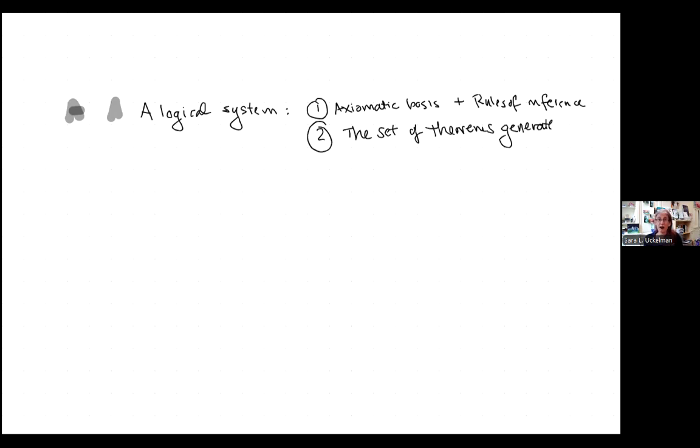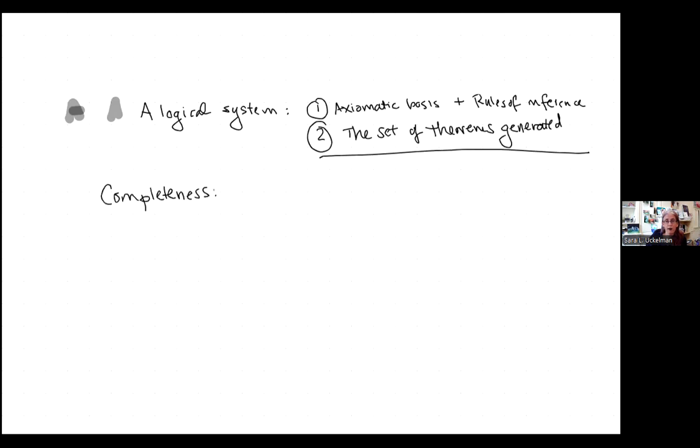So when we talk about S5, we mean whichever axiomatic basis you want, all of the theorems generated from that. Because we can show that different bases are equivalent, it doesn't really matter which one we start from. So from now on, when I talk about a logical system, I'm going to be talking about the set of theorems that are generated.